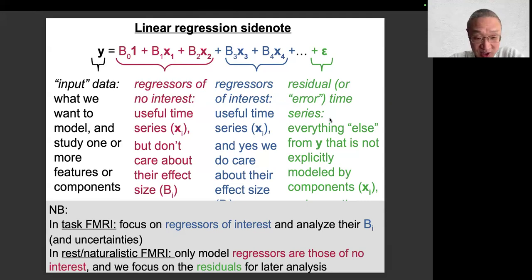But for resting state and naturalistic scanning, we also apply this regression model, but in the end it's not those model coefficients we're interested in. Instead, in those two scenarios, we use this model basically as a denoising process. We remove the stuff we are not interested in, for example motion and physiological components, right? So in the end, it's the residuals we care about. That's why I say the model is used as a denoising process, for resting state data and naturalistic scanning data.